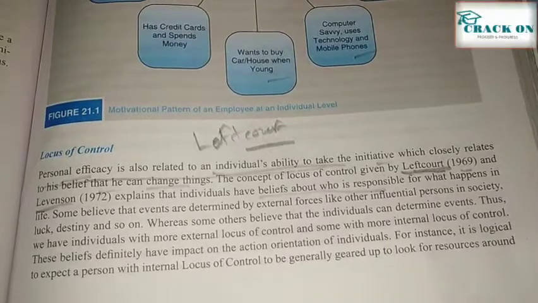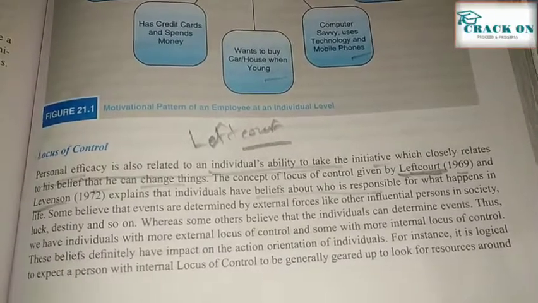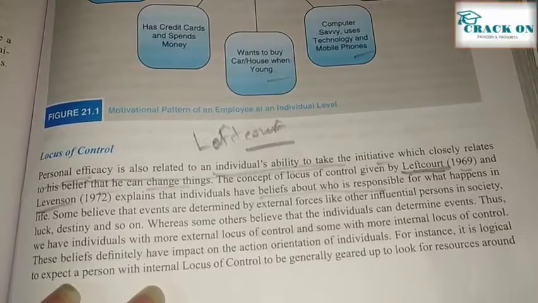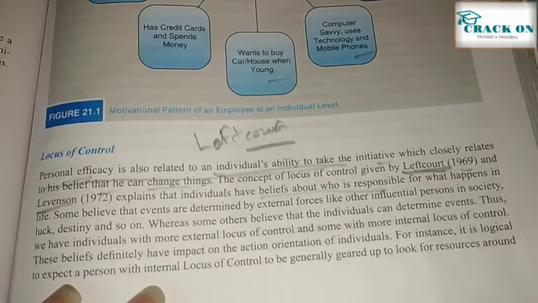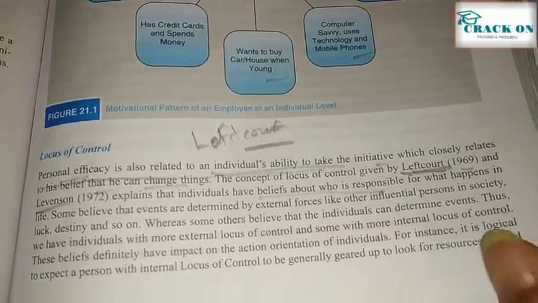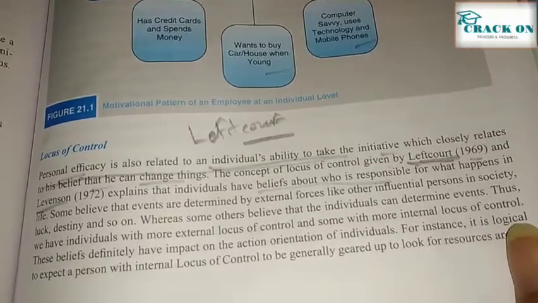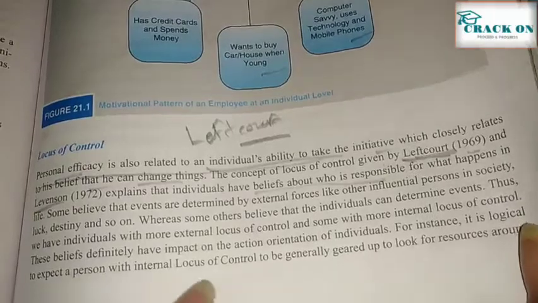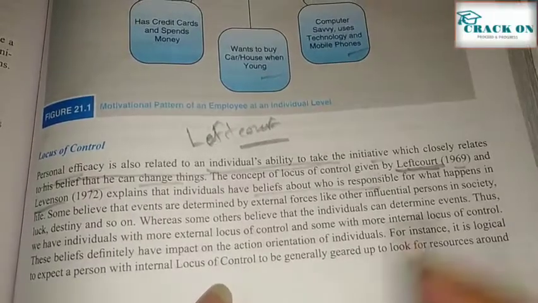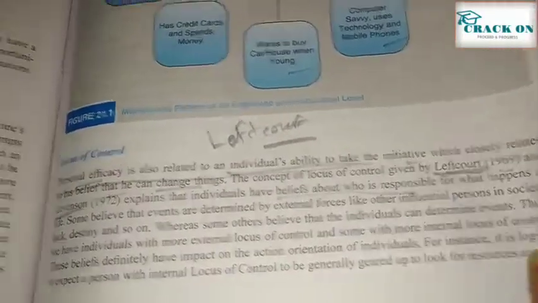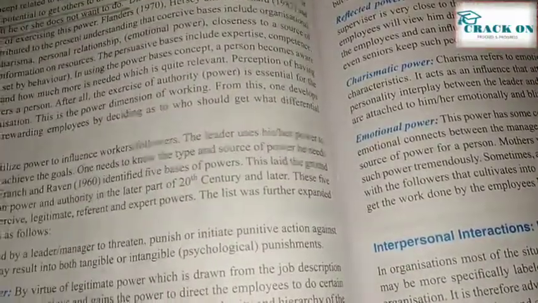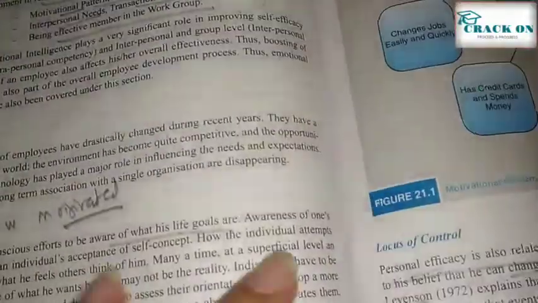First of all, locus of control means one believes that he can control things, whatever is happening. So it is to be expected from a person with an internal or external locus of control. Next, the definition of locus of control will come.